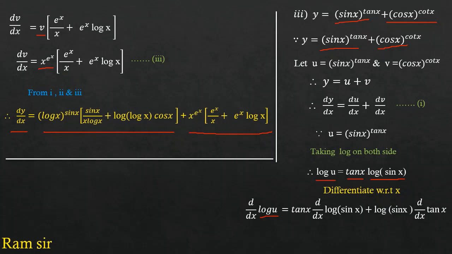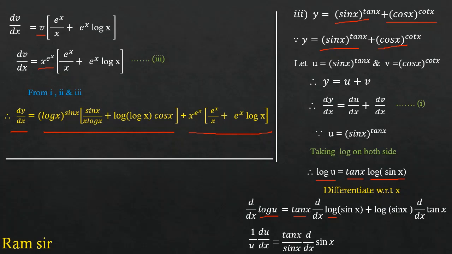Derivative of log u is 1 upon u into du by dx. Derivative of log is 1 upon u, and d by dx of u, be careful. Now tan x as it is. Derivative of the first log is 1 upon sin x, so we'll write tan x upon sin x multiply by dx of sin x. I hope this is clear to everyone. Tan x is kept as it is, sin came in the denominator because of log, that is the derivative of log. Now multiply by the derivative of sin x.